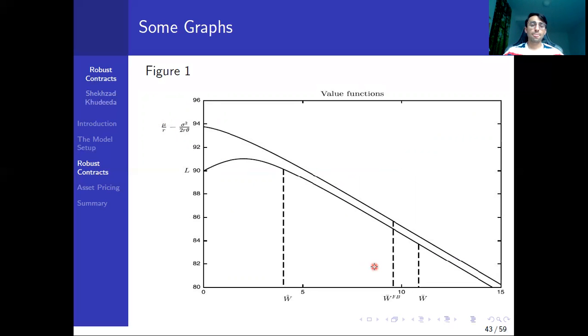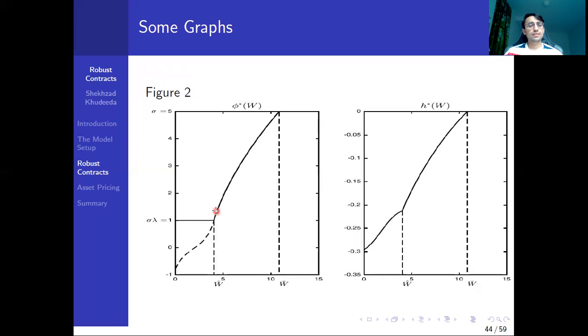Our first graph has 2 curves. The upper curve is the value function for the first best case with the payout boundary W bar FB, and the lower curve is the value function for the robust contract with the agency with the payout boundary W bar. So the optimal sensitivity changes the value at the payout boundary W hat. After here, we see it changes. And as we see, both curves are concave.